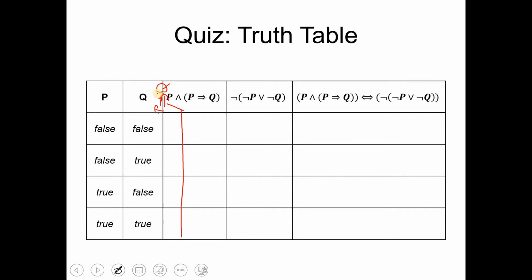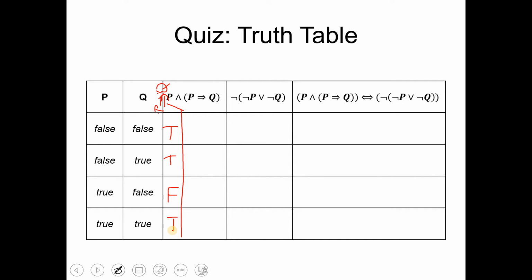Now P implies Q, for me, is the only tricky operator in this whole language. So what's the trick? When P is false, you don't care about Q. When P is true, then you check whether Q is true or not. If Q is false, then this sentence is not correct. So overall this is the answer.